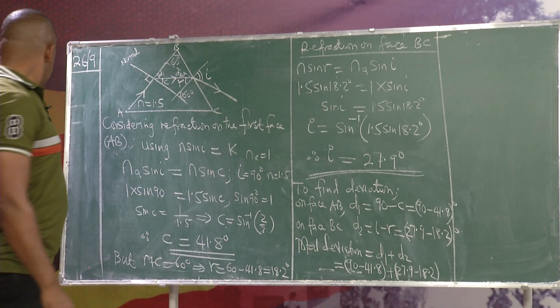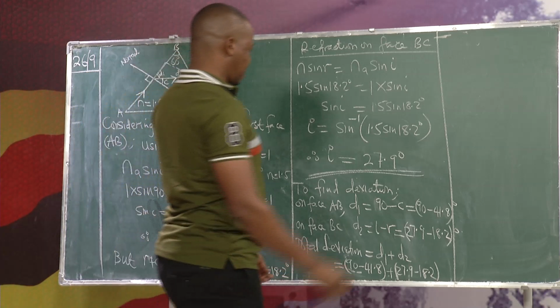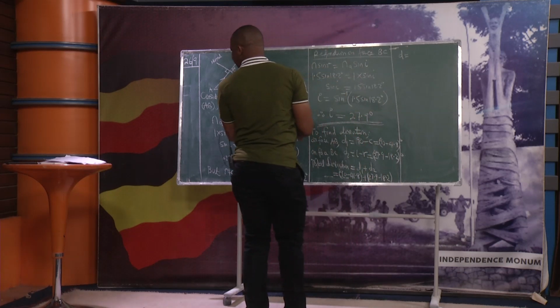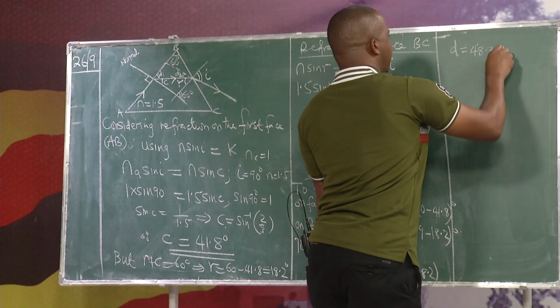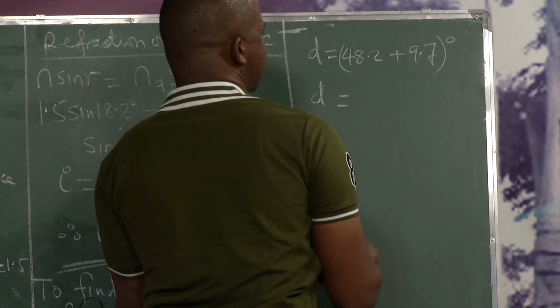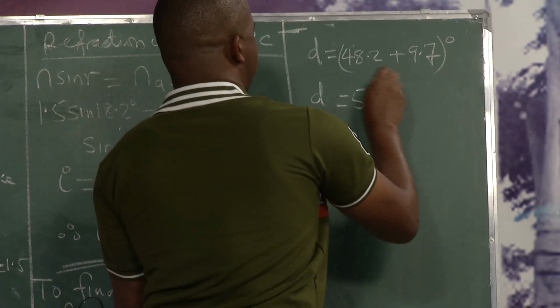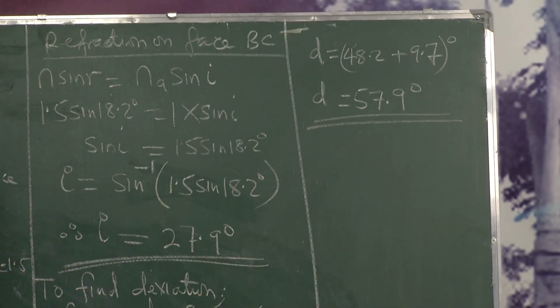When we add up these values, or when we subtract them, we should be able to get our deviation D as 48.2 plus 9.7 degrees, and this will give us our total deviation as 57.9 degrees. Our total deviation is 57.9 degrees.